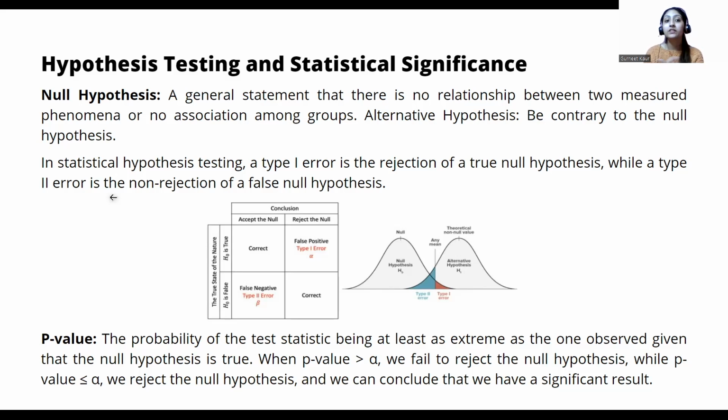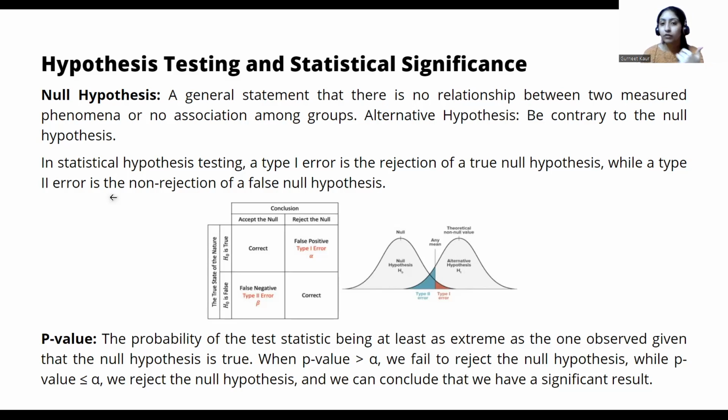While a type 2 error is the non-rejection of a false null hypothesis. That means we failed to reject the null hypothesis. That means we could not prove that there is a relationship among the two phenomena, right?